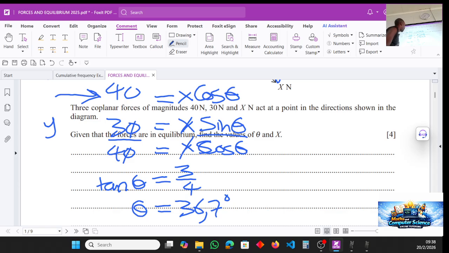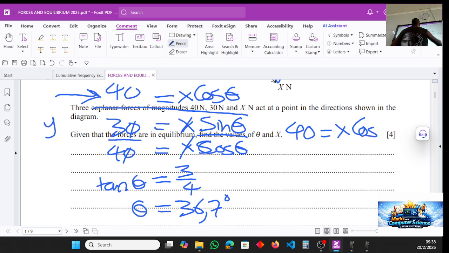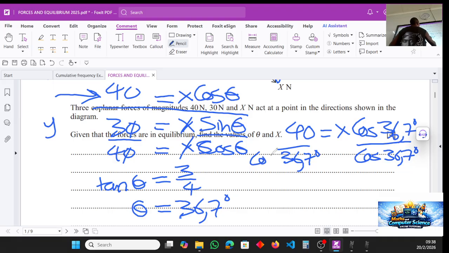Once I have theta, I can use any of the given equations to find the corresponding value of x. For instance, if I use this one here, 40 is equal to x cos theta, and theta is known as 36.7 degrees. Now if I divide both sides by cos 36.7 degrees, that will give me the actual value of x. Here numerator and denominator are the same, so I end up having x equal to.